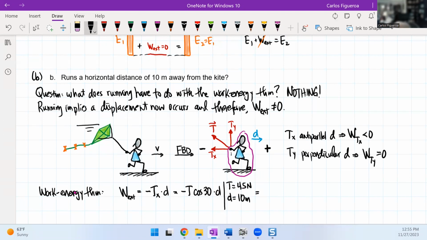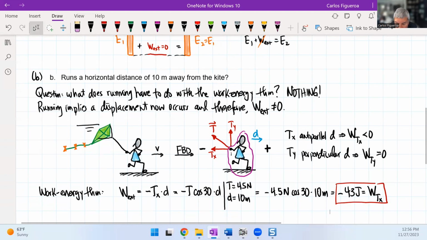So if I plug in all my numbers here, times a distance of 10 meters, then I'm going to get a work that's minus 43 joules, and that's going to be the work of Tx in this situation. So mathematically, it does that. Picture-wise, what does that mean?